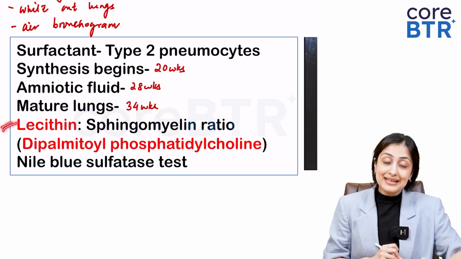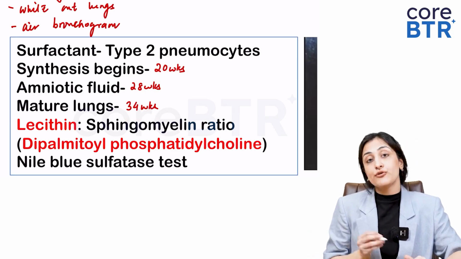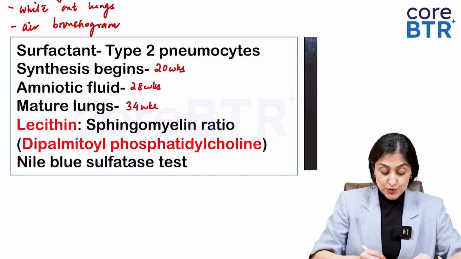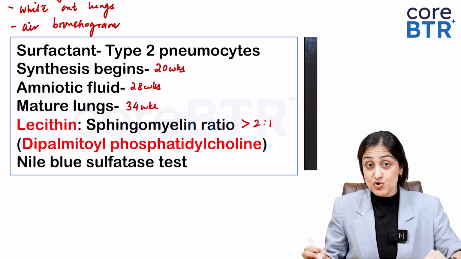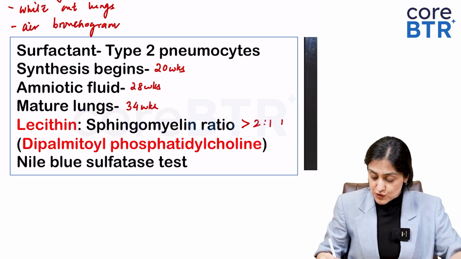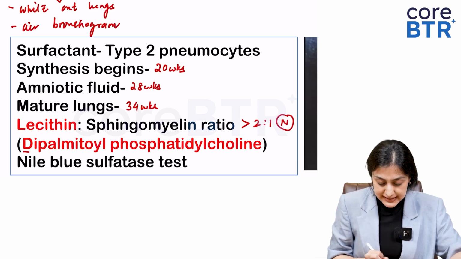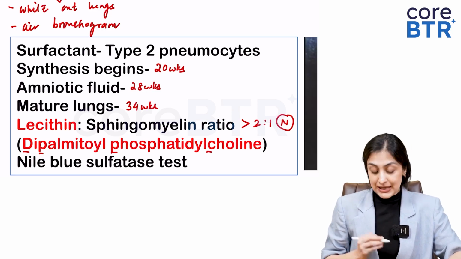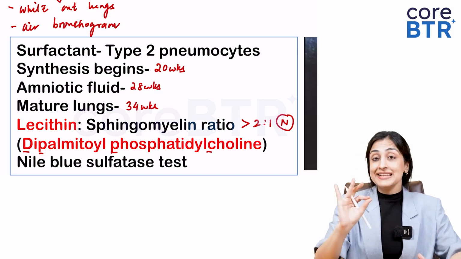So now looking at the amniotic fluid, how do we check for lung maturity? I can measure the lecithin sphingomyelin ratio. So lecithin is the mature surfactant. If this is more than 2:1, lungs are mature. So this is normal. So lecithin is DPPC, dipalmitoyl phosphatidylcholine. Okay. Second, I can check this in amniotic fluid.